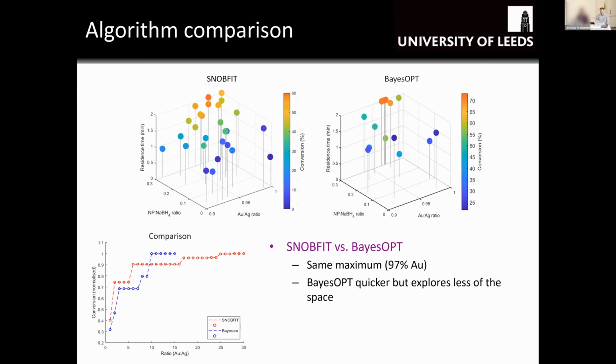We also very quickly explored the different algorithms. So we explored SNOBFIT versus a Bayesian algorithm, which again I can discuss offline if people want to, but as people know, I think I'm found quite consistent with Bayesian optimization. You get to the maximum or the optimum quicker. And we saw that here. If you can see here, we get to the optimum after 10 experiments in our system versus about 25 with SNOBFIT. But again, you have a trade-off. The Bayesian optimization has explored less of this chemical space. So we're understanding our systems quite nicely.